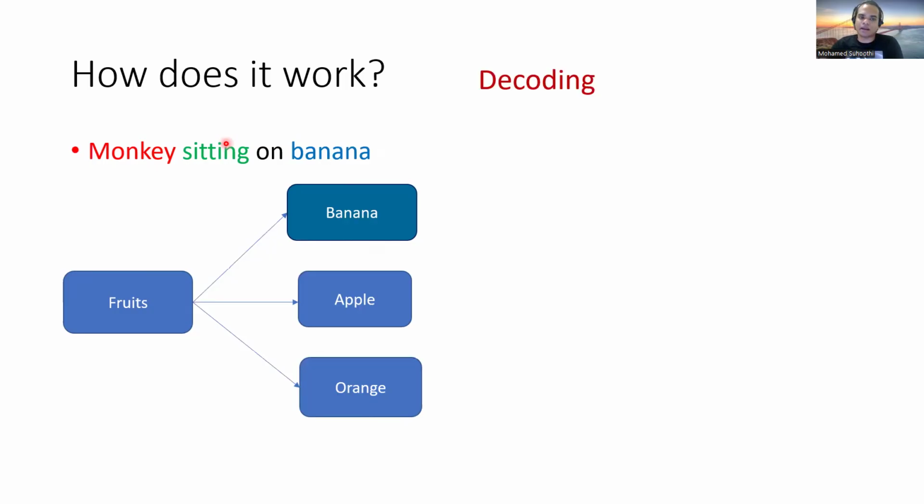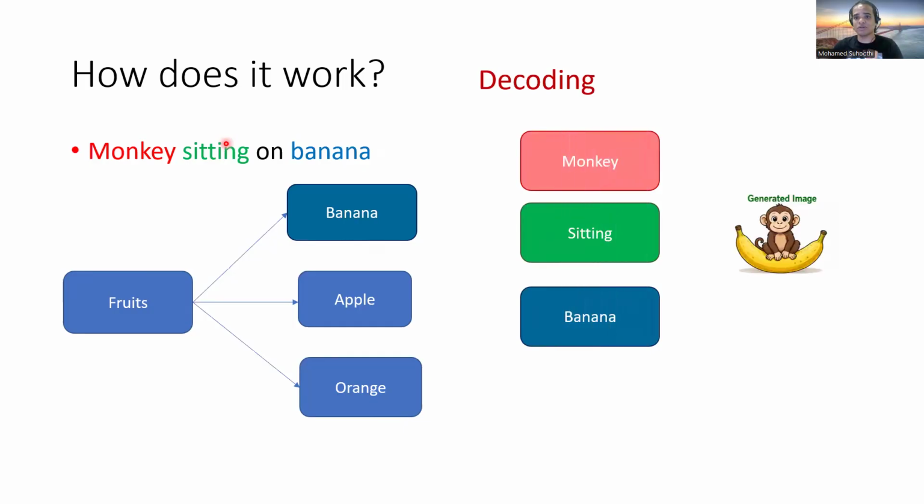Then it will pick the banana. Then finally, the decoding option. It already picked the suitable elements: the monkey, sitting, banana. So now it will combine them, and that is called decoding. Then it removes the noise and everything. There are many processes behind this. Everything is math, a simple application of math. Then finally it will give us our image. This is how it works.